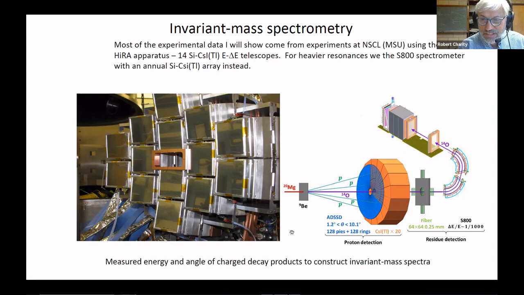When we go to the heaviest cases, the heavy core usually goes down the beam pipe, so we don't have very good efficiency. So we switch to a different mode, and this is the case of making magnesium-18, I'll show you. We actually detect the heavy core around 0 degrees with the S800 spectrometer, and then we have another array of silicon and cesium iodide to get the lighter fragments.